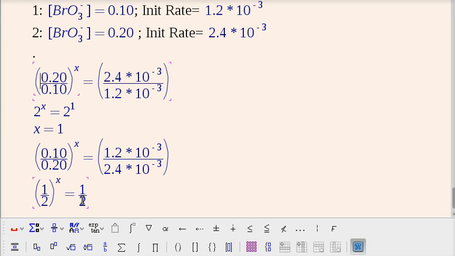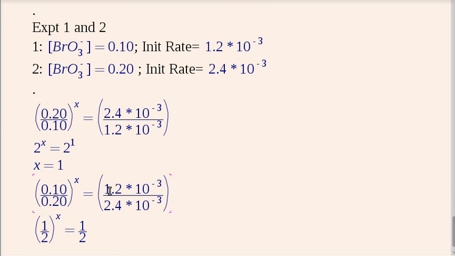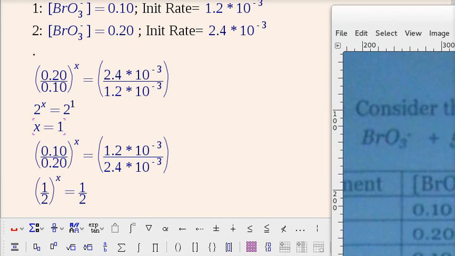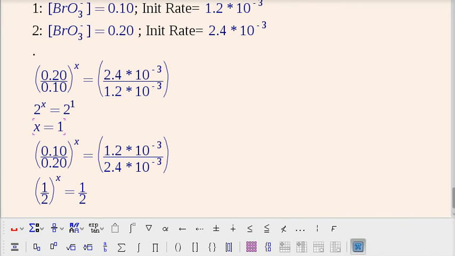Even in the second order case, right here the order, it's first order because we got x equals 1. If it were second order with respect to BrO3, maybe that's bromate, if it were second order with respect to this chemical, then you would end up with that. And this would be what, 4.8.